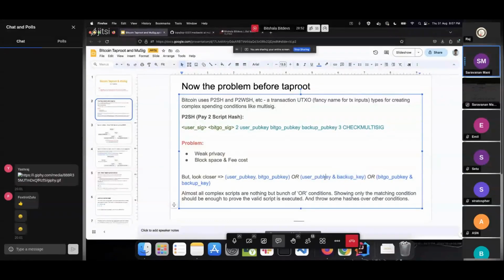I can simply have a hash of this one, and take a hash of this one, and only present the signature for this user and BitGo. Then the verifier can simply take the hash of this one and combine it with these two hashes, and check that the output script matches this hash. We can hide the other conditions from these OR phrases without compromising the verification.